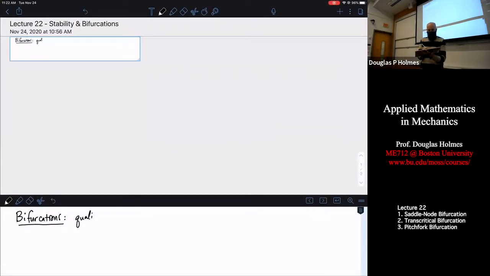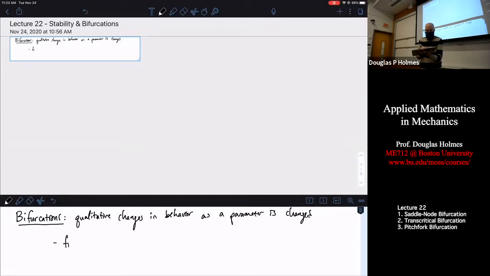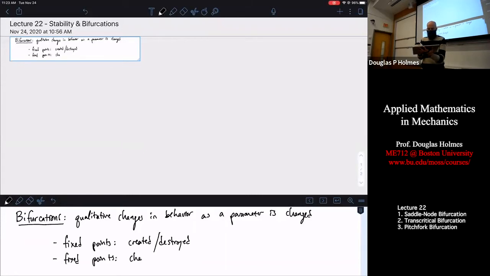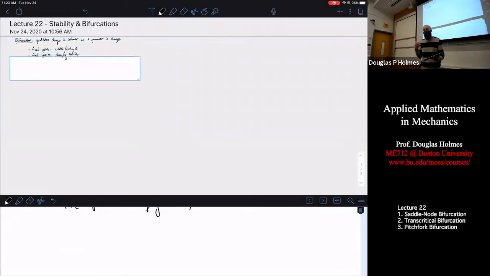So we're looking at qualitative changes in the behavior of your system as a parameter is changed. And the two things we're going to focus on are fixed points being created or destroyed, or fixed points changing stability. Okay, and we're going to look at the 3 canonical bifurcations that occur in one-dimensional systems.